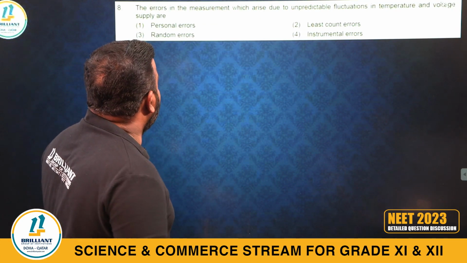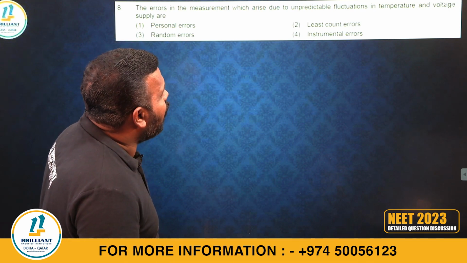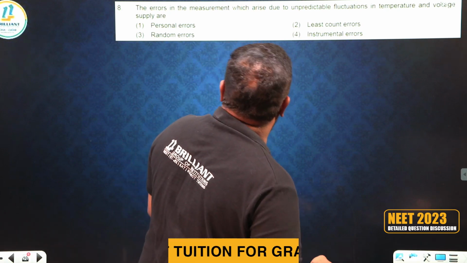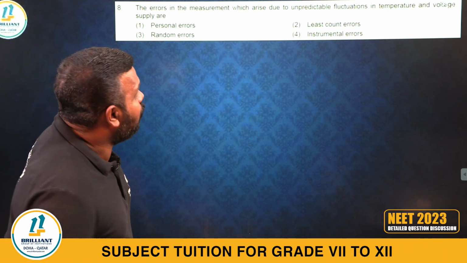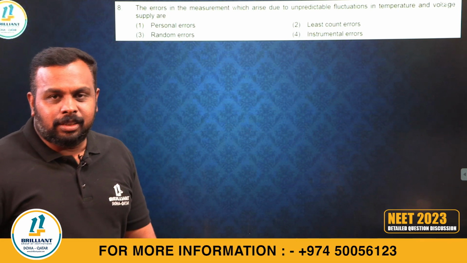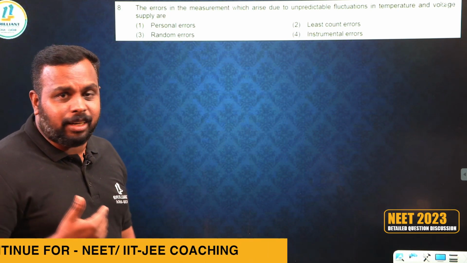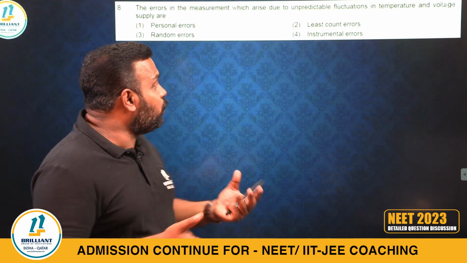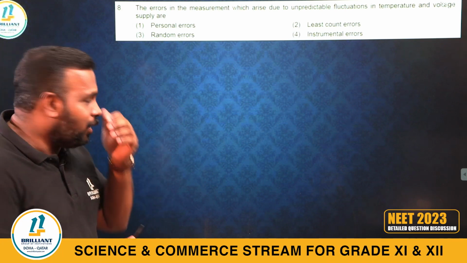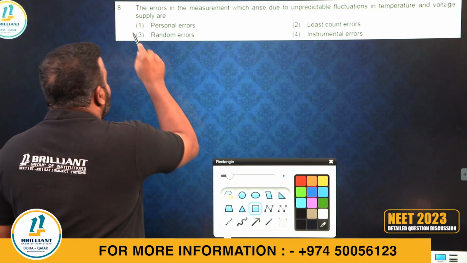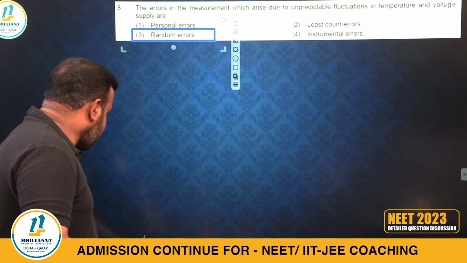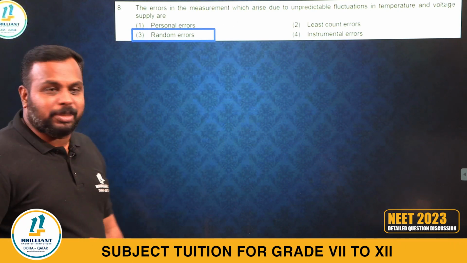The errors in the measurement which arise due to the unpredictable fluctuations in temperature and voltage supply are unpredictable fluctuations. There are different types of errors you studied. Instrumental error, least count error, many are there, but these are unpredictable, right? And you know the name of these type of errors is what? Random errors. Random errors are unpredictable, right? So which is the right answer? The right answer is option 3, random errors. Okay, easy question from the chapter units and measurements.